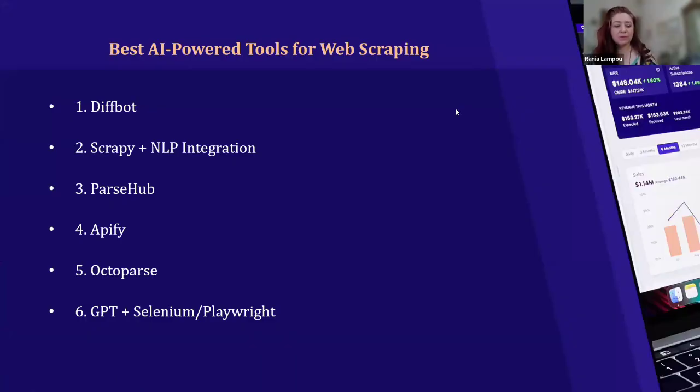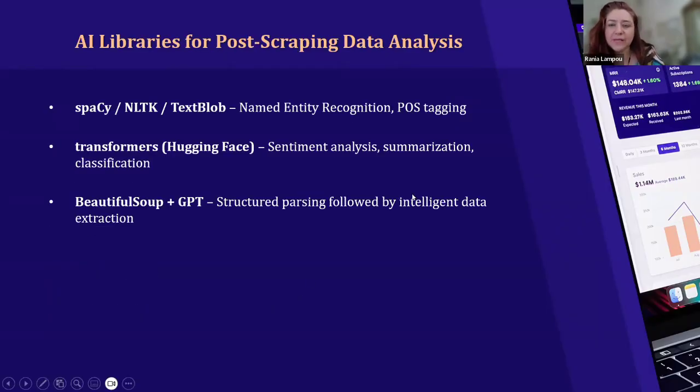The best AI-powered tools for web scraping: DeepBot, which I mentioned before, which can scrape news sites, product pages, and forums. Scrapy, ParseHub, and Octoparse. It's a visual scraper with intelligent features. It is used by entry-level users scraping product, real estate, or job listing data. GPT plus Selenium and Playwright. And of course, we have, very interesting, the AI libraries for post-scraping data analysis.